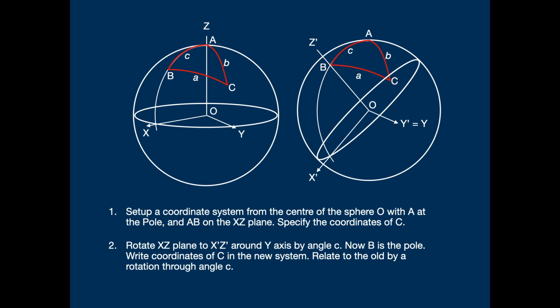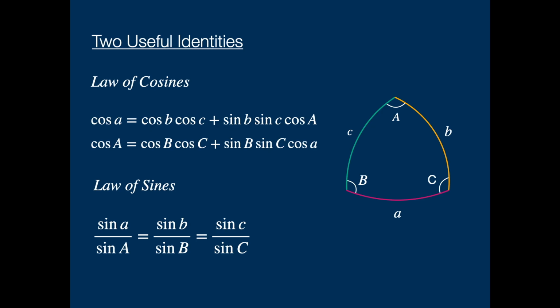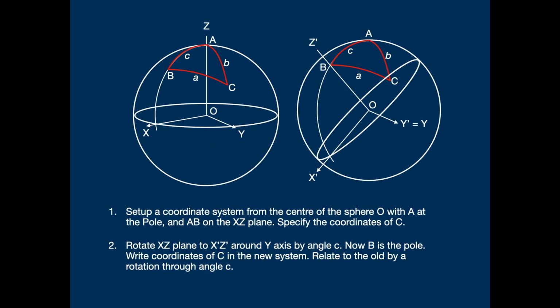Now again in this new coordinate system, you find the coordinates of C. They will be related to the older ones by a rotation through an angle C. When you relate the two coordinates through this rotation matrix, you will basically get the law of cosines and law of sines from there. So I will leave it as an exercise for you to do. See you in the next video.